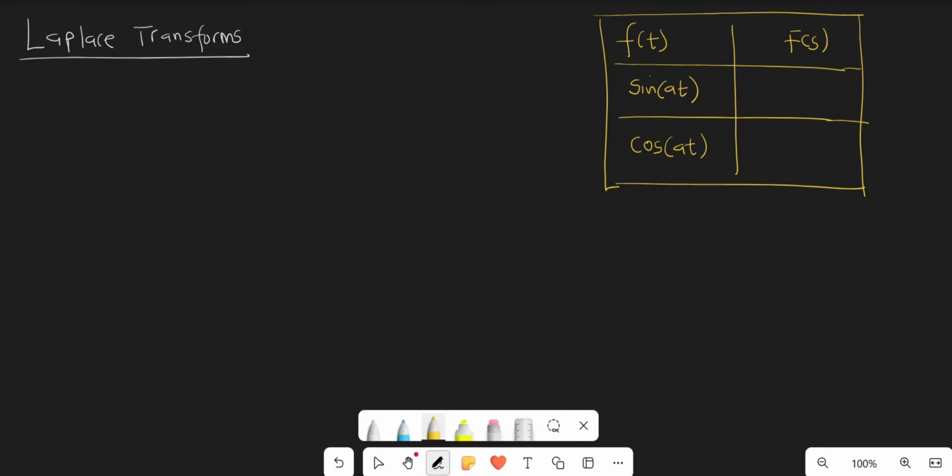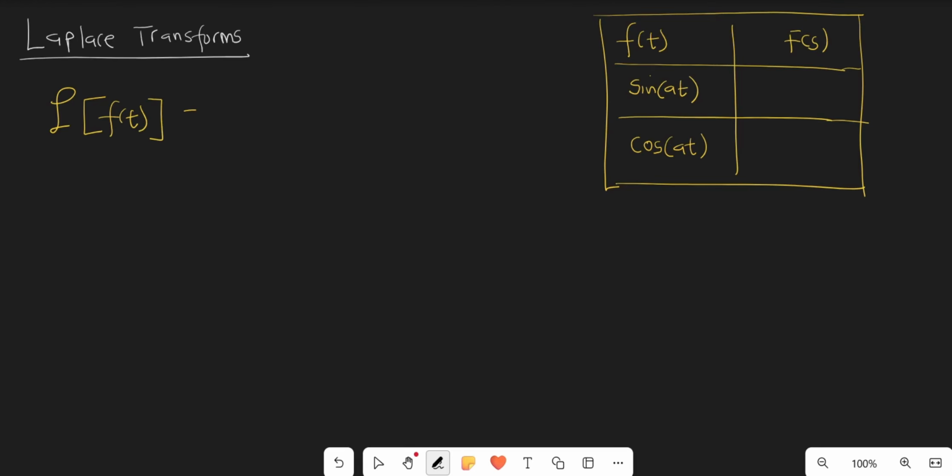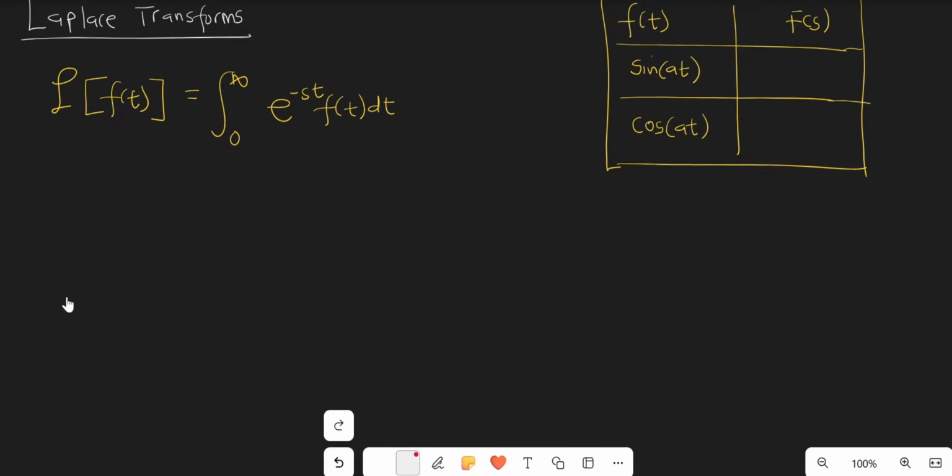So let's recall the definition of the Laplace transform of a function. The Laplace transform of a function f of t, just to refresh your memory, is the integral from 0 to infinity of e raised to the power negative st, multiplied by the function f of t dt. We know this, and now we are going to find the Laplace transform of the functions sine of at and cosine of at.